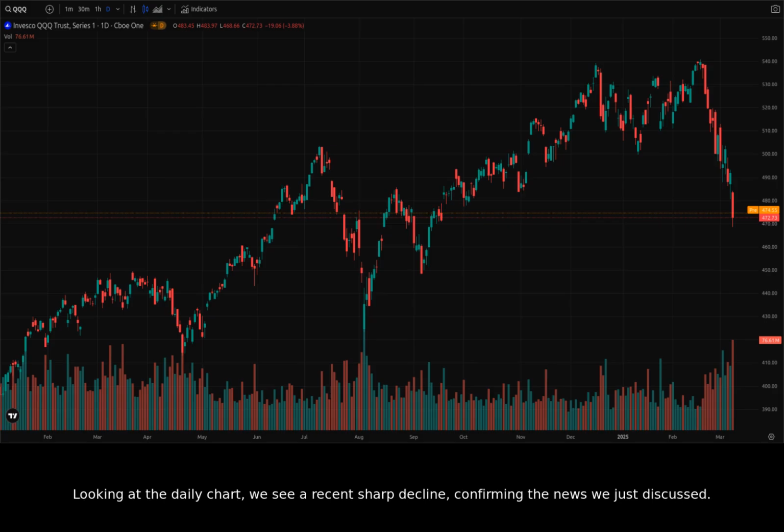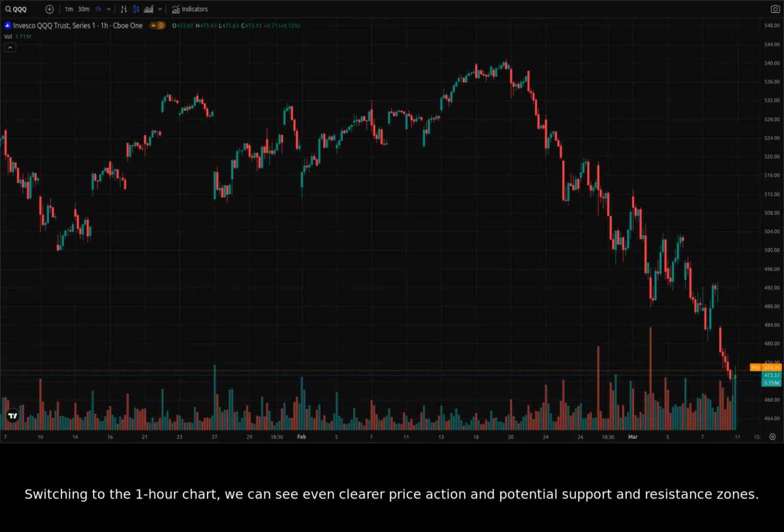Looking at the daily chart, we see a recent sharp decline, confirming the news we just discussed. It's important to identify potential support levels where the price might bounce. Let's examine the 1-hour chart to pinpoint these areas more precisely. Switching to the 1-hour chart, we can see even clearer price action and potential support and resistance zones.